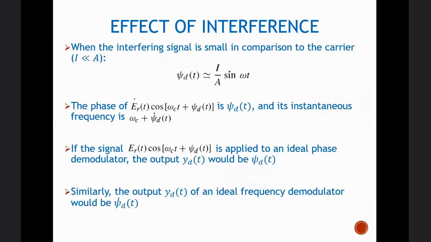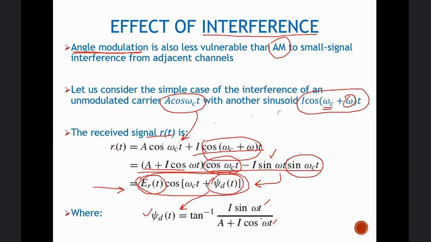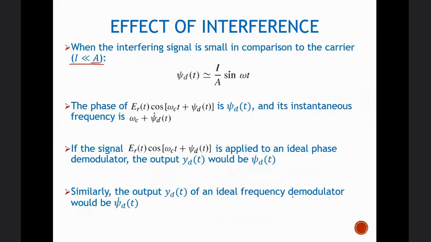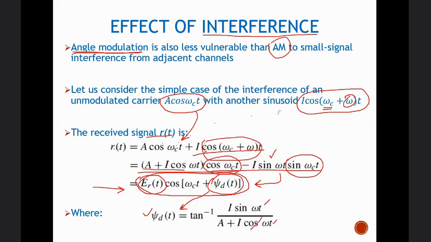Now, this is the expression we obtain for the received signal. Let's study this received signal. We can see if the interfering signal is small, that means the interfering amplitude I is much, much smaller than the desired signal amplitude, this term can then be ignored in the expression, and we are left with only this expression for the phase angle of the combined signal at the receiver. Remember, the desired signal is only cos ωc t. So this phase angle is completely an undesired quantity. So we want it to be negligible or zero ideally, right?